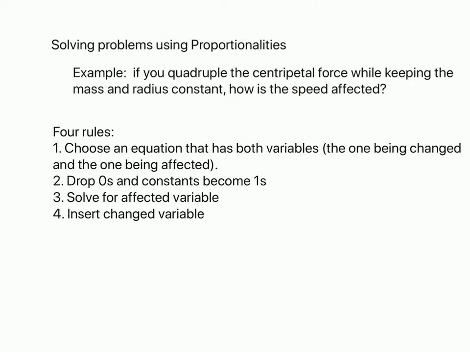So solving problems using proportionalities, there are 4 rules to follow. Number 1, you must choose an equation that has both variables, the one that you're changing and the one that's being affected. Rule 2, you will drop zeros and constants will become ones. Rule 3, solve for the affected variable, and Rule 4, you insert the variable that you're changing.